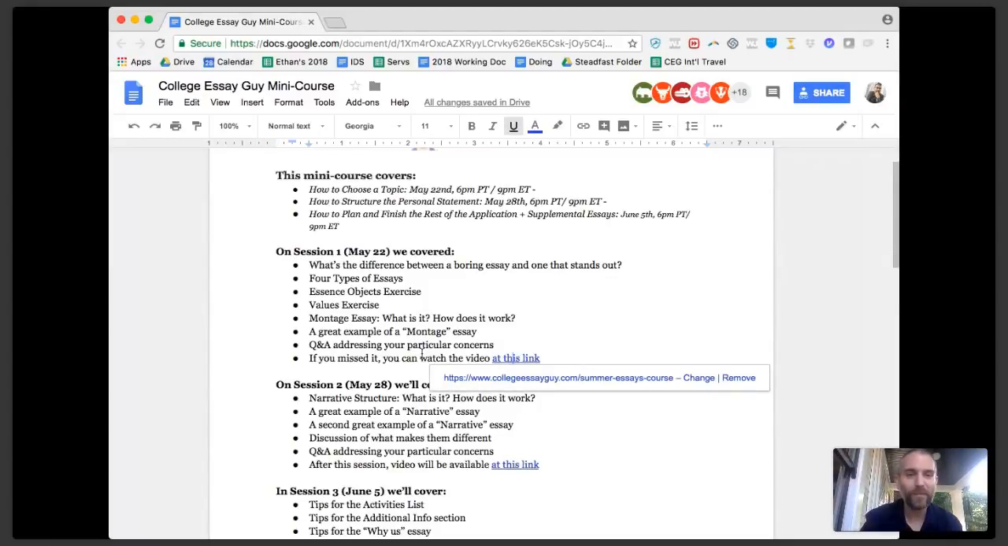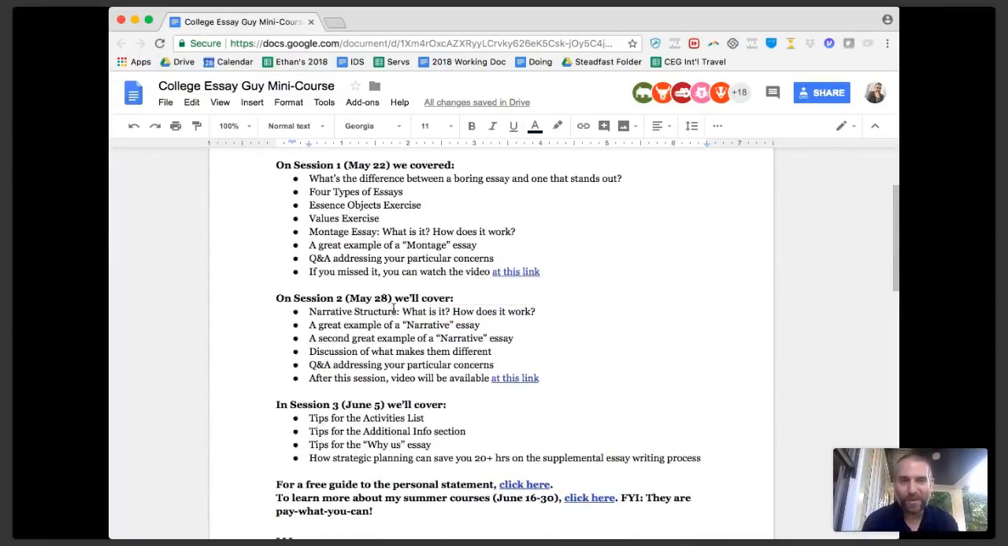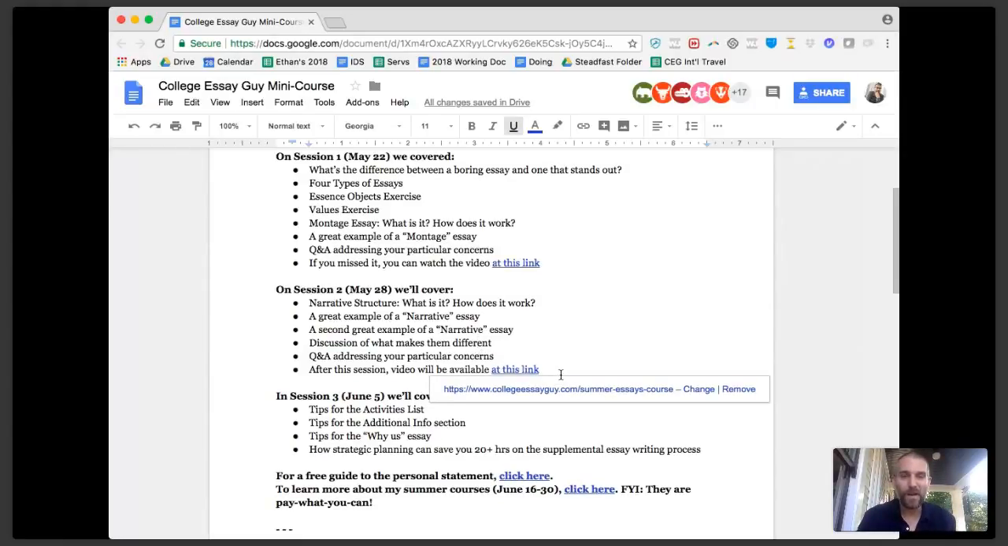Today, we're going to talk about narrative structure. What does it look like? How does it work? How are movies, broadly speaking, mostly structured? Then I'm going to share with you an example of a narrative essay, and then another example of a narrative essay right on this doc. We're going to compare and contrast these essays. And then we'll do Q&As for your specific essay questions. And then at that same link, there will be a video of that.